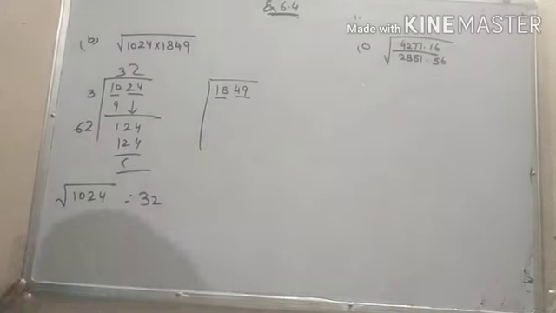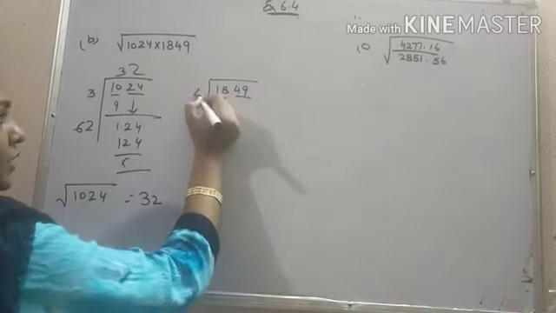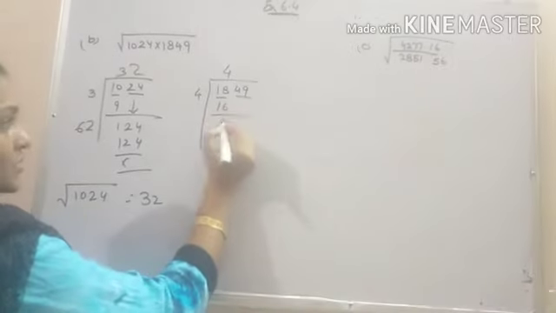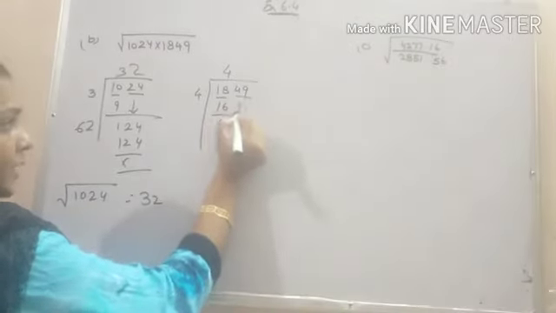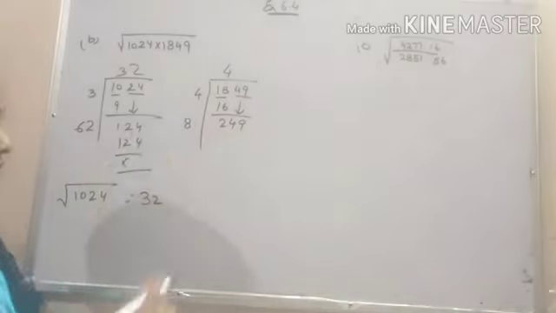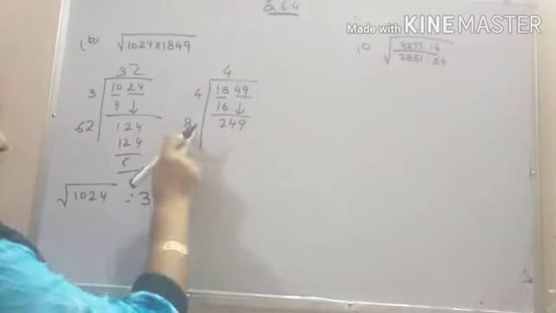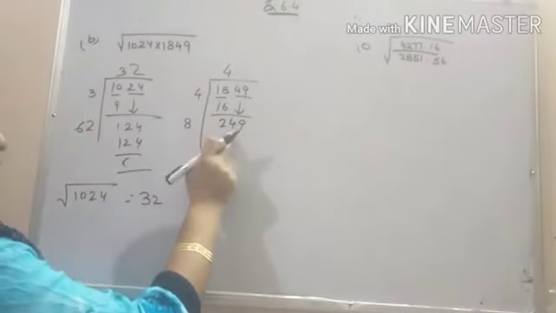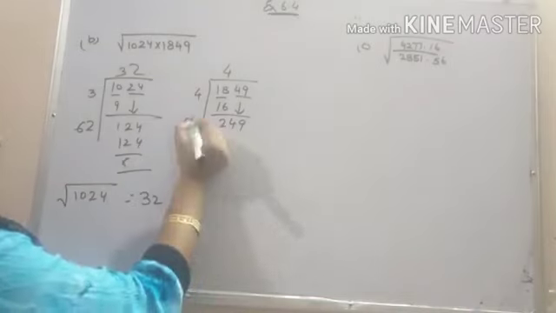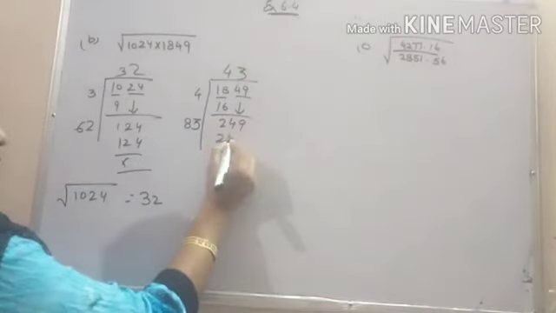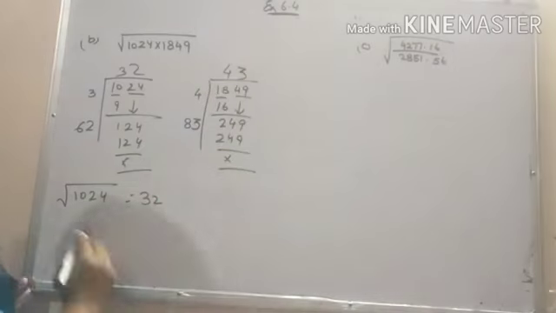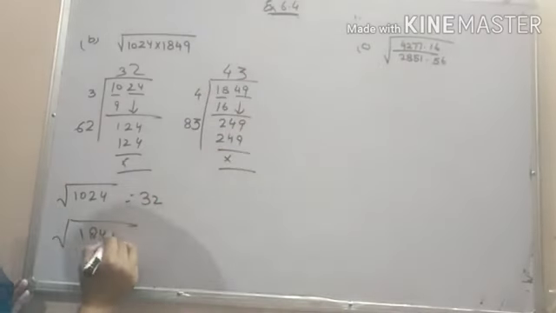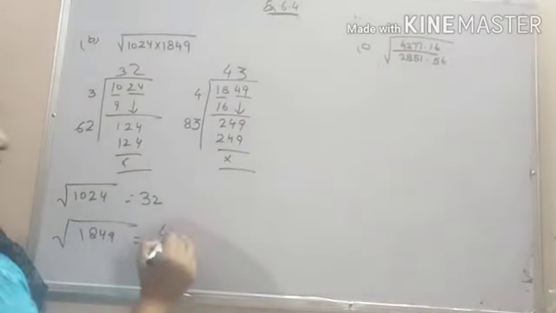Similarly, find the root of this number, 1849. It will go on 4. 4 4s are 16, 2 left. Bring the next pair down. Double of 4 is 8. Now you can see here it is 3, and also in the table of 8, 8 3s are 24. So it will go on 3. So under the root, 1849 is 43.